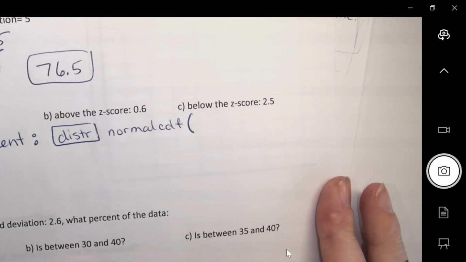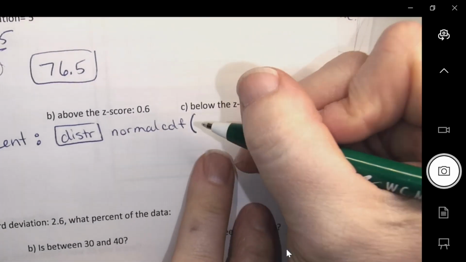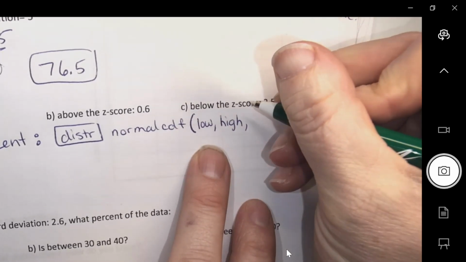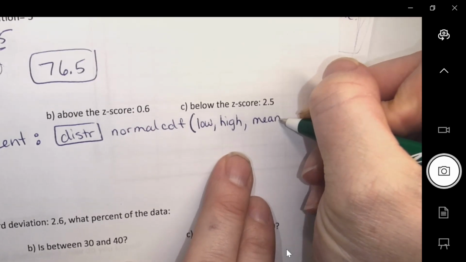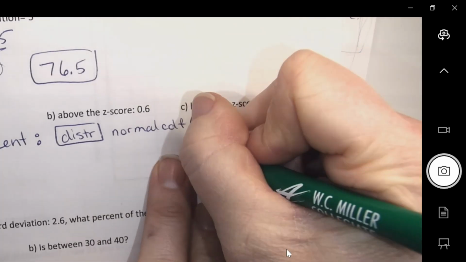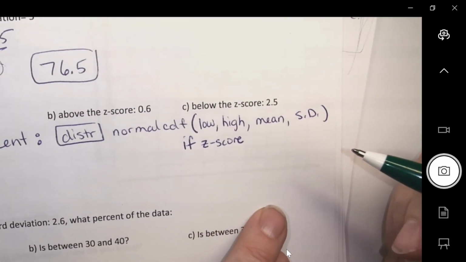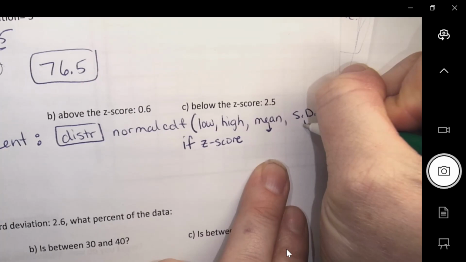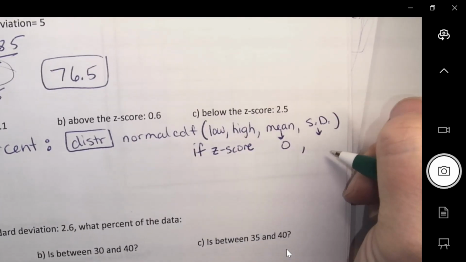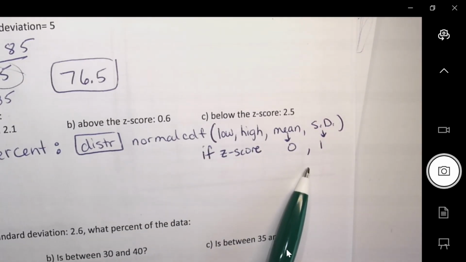Then, do you remember you have to type in 4 different things with commas? So what order does it go in? Lowest, comma, high, comma, mean, comma, standard. If it's a z-score, what do you put in for the mean? What z-score is right in the middle? 0. What's the standard? 1. If it's a z-score that you're talking about.